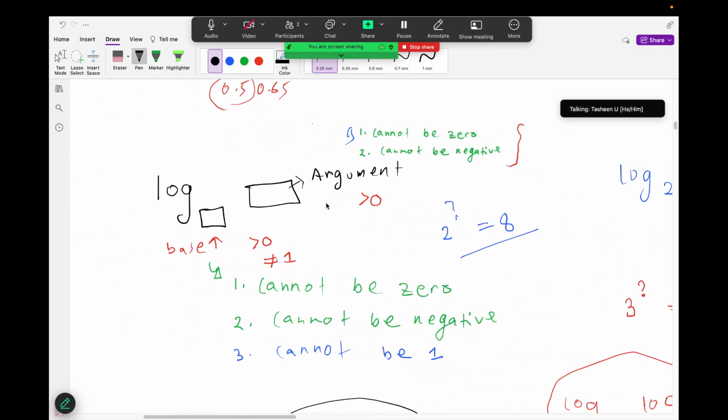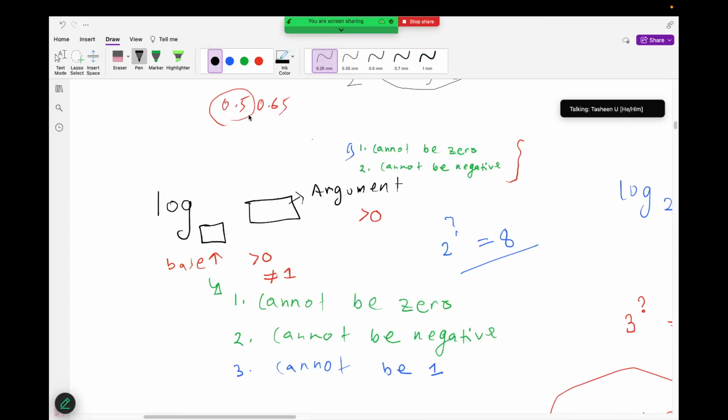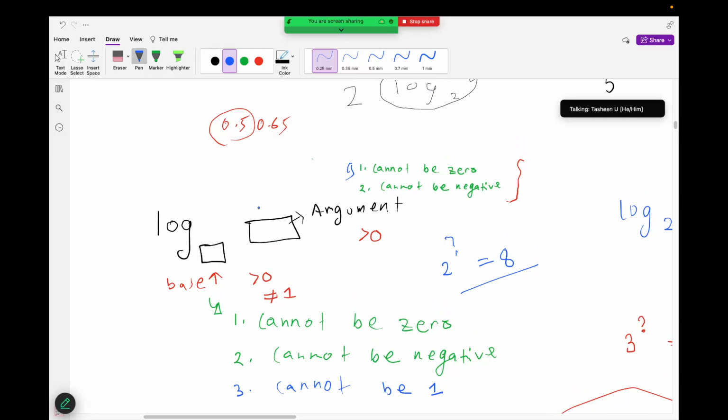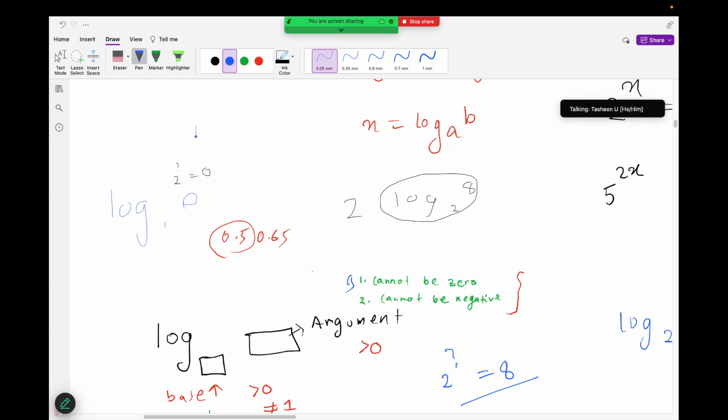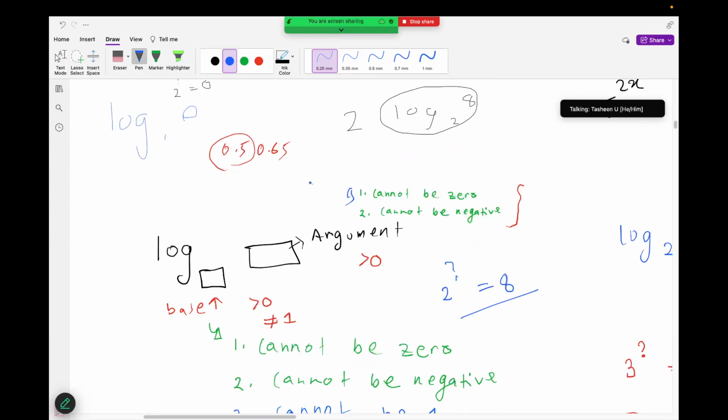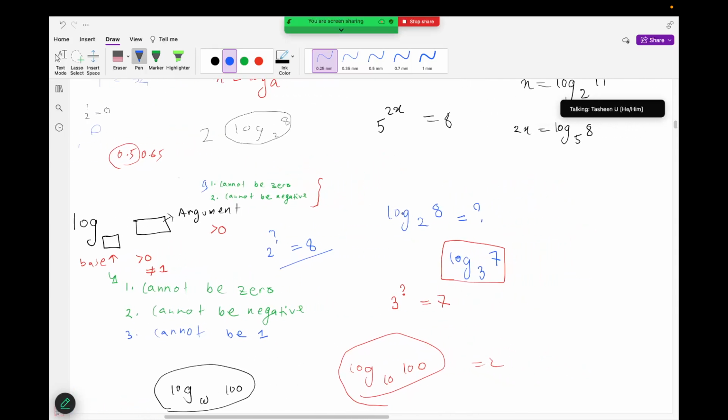All right, so we move on, but before that I want to address why the base cannot be 1. What is the meaning of log base 1 of anything? It means what power will I raise 1 to, to become, let's say, 2 or 3 or 4? Well, 1 to the power anything is 1. That's why the base of a log cannot be 1.